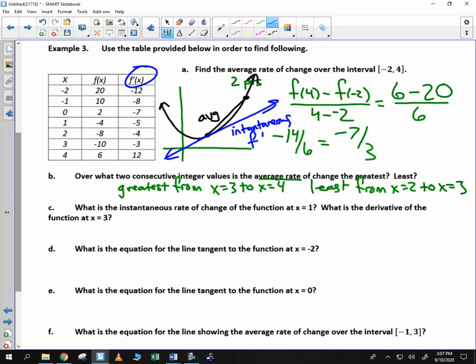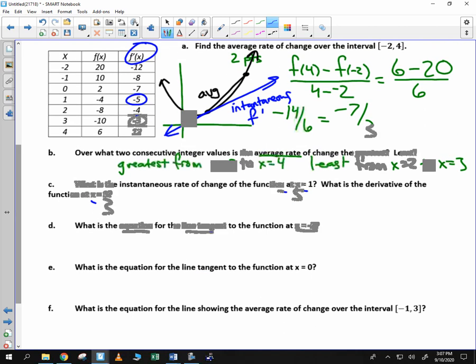The question is, what's the instantaneous rate of change of the function at x equals 1? That'll be negative 5. What is the derivative of the function at x equals 3? Derivative and instantaneous rate of change mean the same thing. What's the instantaneous rate of change, or the derivative, at x equals 3? That'll be negative 3. What is the equation for the line tangent to the function at x equals negative 2?